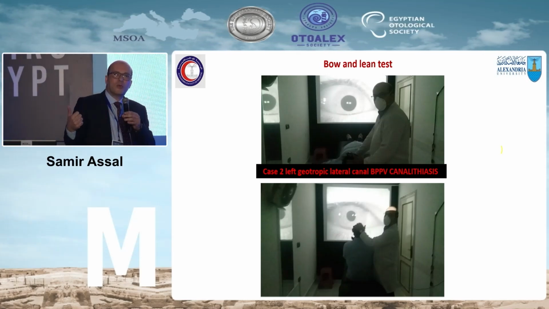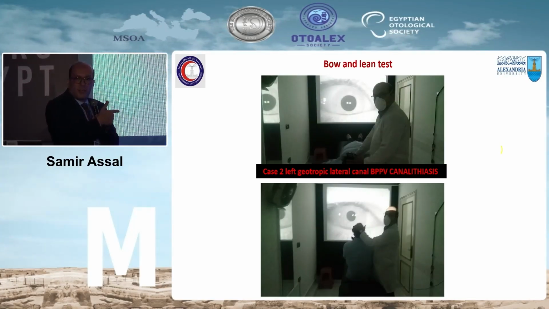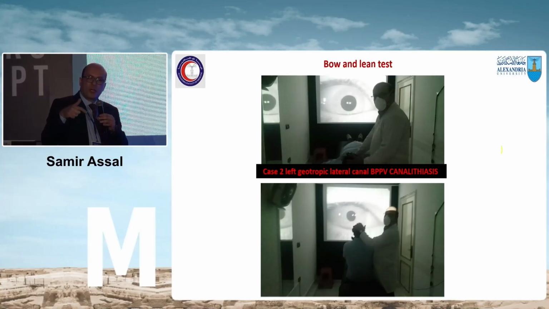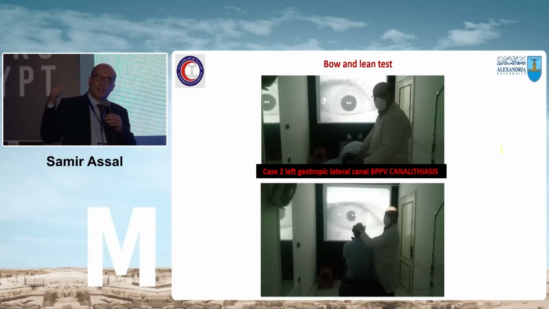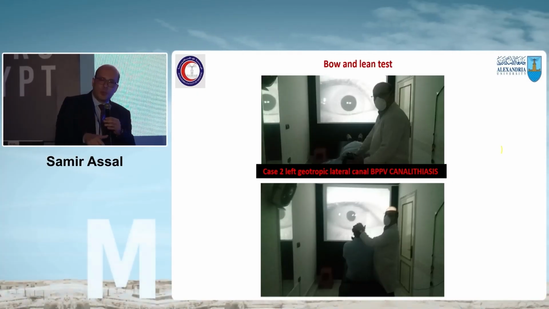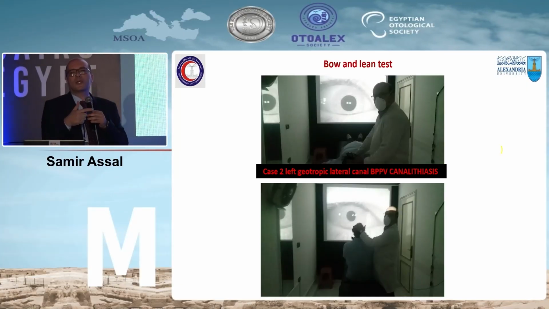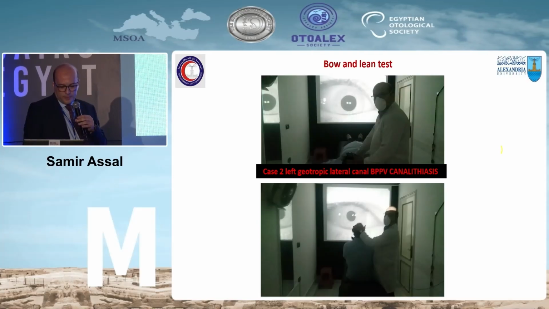If we say Ewald's second law, it says that excitation is greater than inhibition. In this case, the one in the bow is greater than the lean. So the excitation is in the bow and the inhibition is in the lean. So this case is geotropic. To know which side is affected, we look at the direction of the geotropic bow nystagmus. If it is left, then this is a left lateral canal canalithiasis.